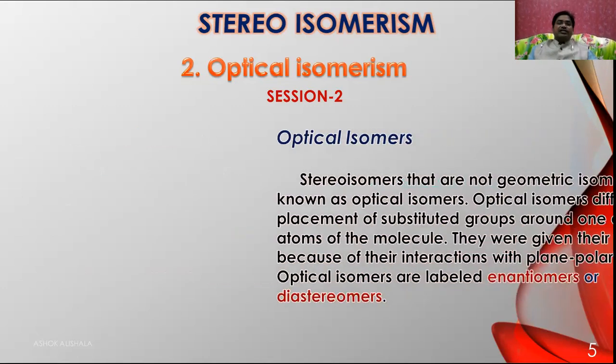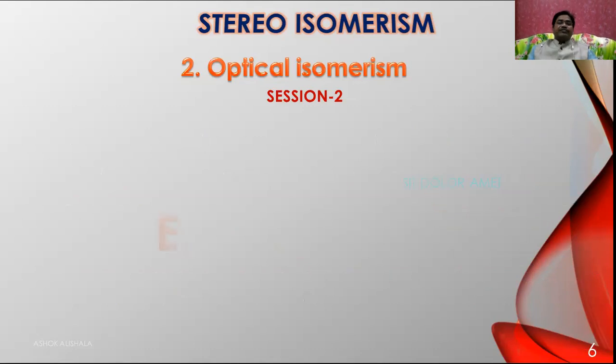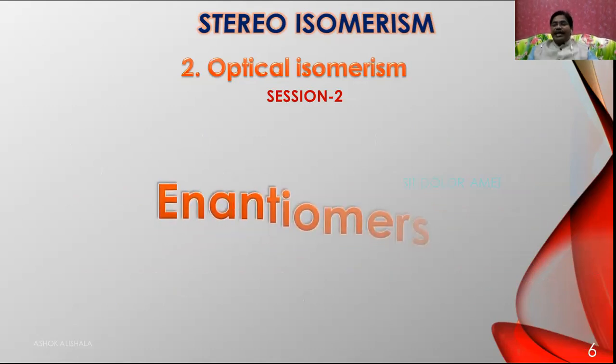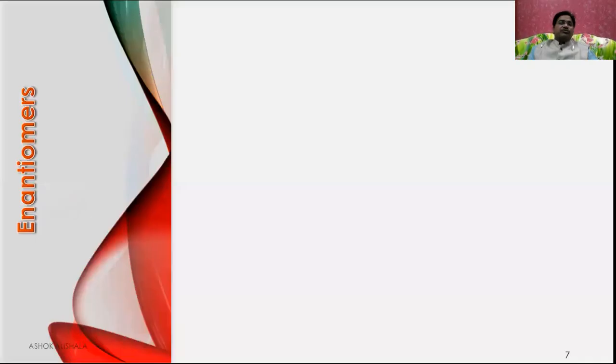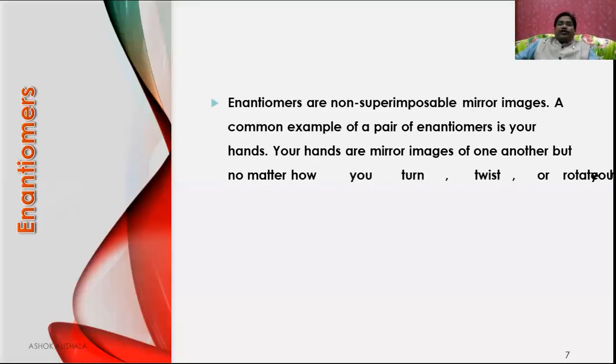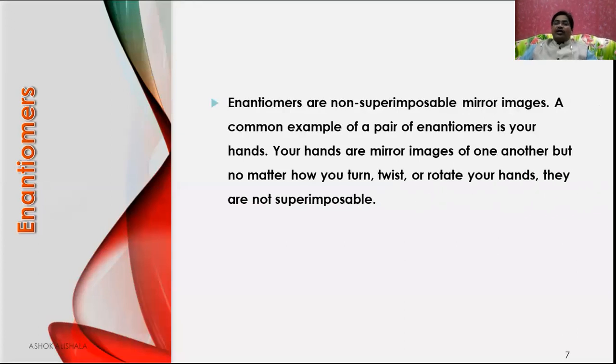Let us see what enantiomers are. The first topic is enantiomers. Enantiomers are non-superimposable mirror images. A common example of a pair of enantiomers is your hands. Your hands are mirror images of one another, but no matter how you turn, twist, or rotate your hands, they are not superimposable.